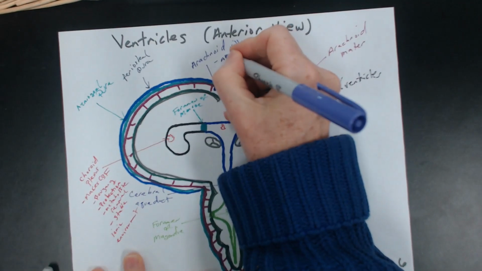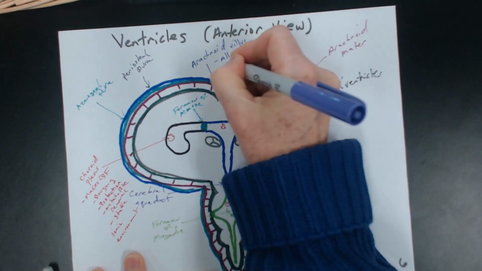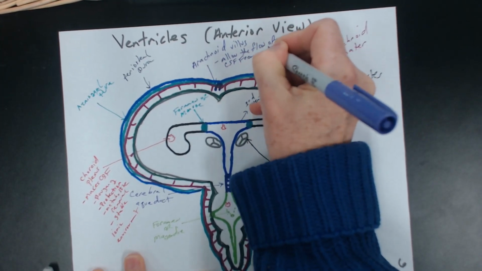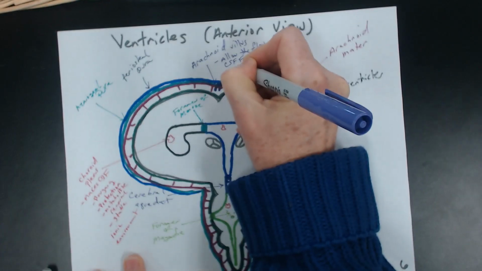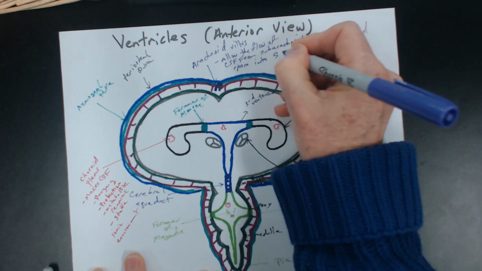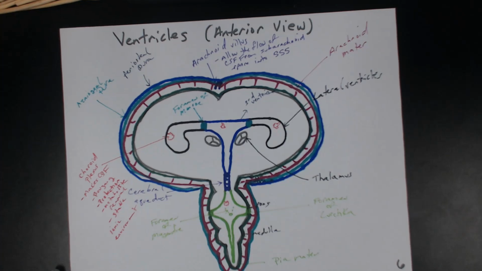So these are just structures that allow the flow of CSF from the subarachnoid space into the superior sagittal sinus, and I'll just abbreviate that SSS. They're specialized structures that allow the CSF to flow out of the subarachnoid space. Otherwise, there'd be a serious buildup of pressure in that space. And that's how things get drained.